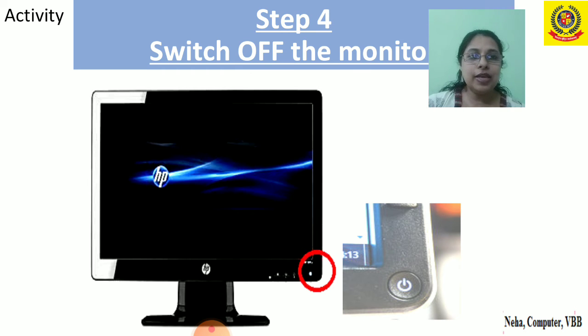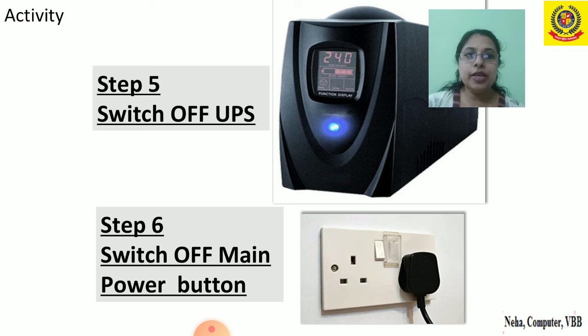And then we will press the monitor button, so our monitor gets closed. And then what are we going to press? We are going to press the UPS button, not the CPU button. The CPU is already off when we press shut down. We are going to press the UPS button, and then we are going to switch off the main power button. That is the last part.